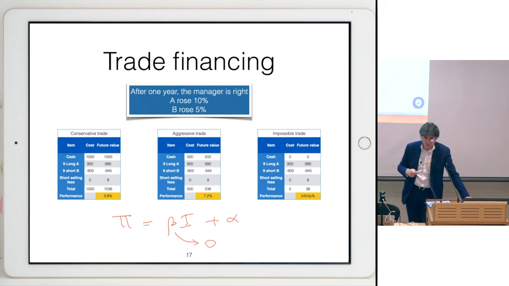Yeah? How about alpha? I believe it's positive. Alpha will be positive if this portfolio manager is smart, and will be negative if he's dumb, right? Alpha measures the intelligence of the portfolio manager. It is the portfolio manager IQ.